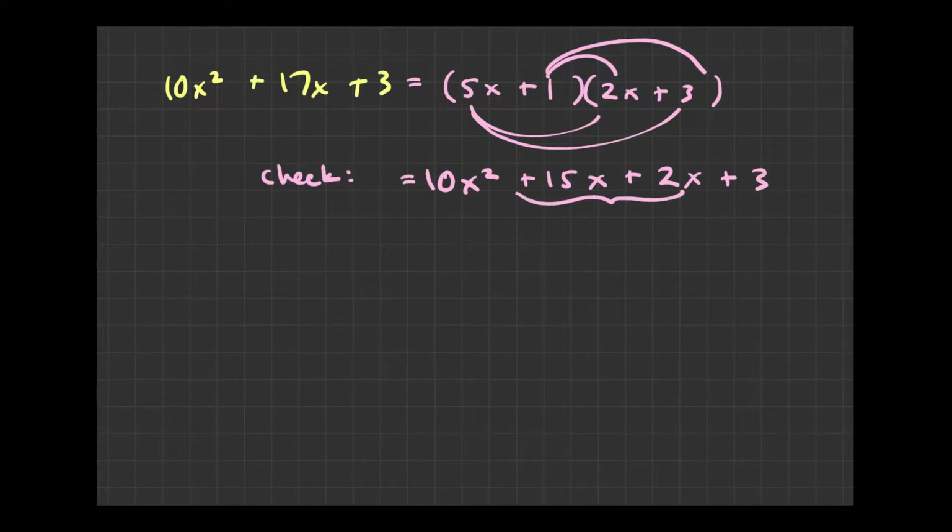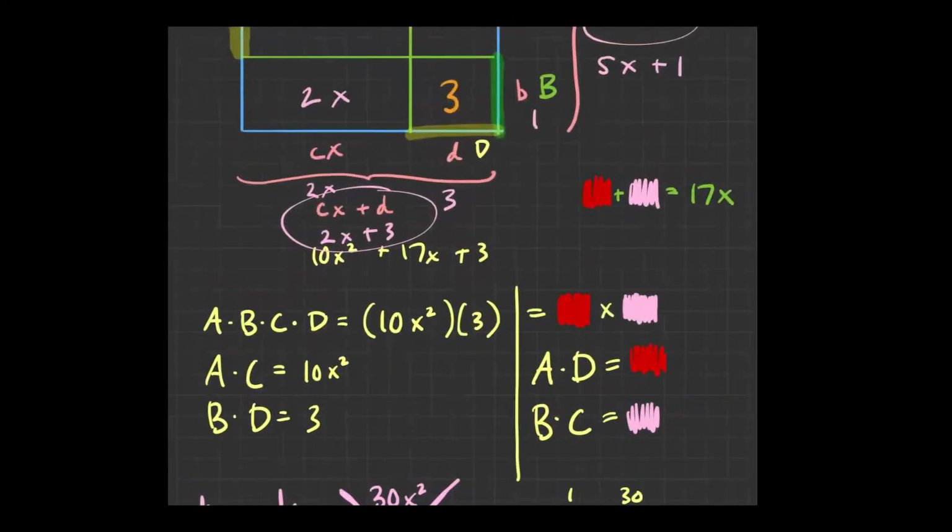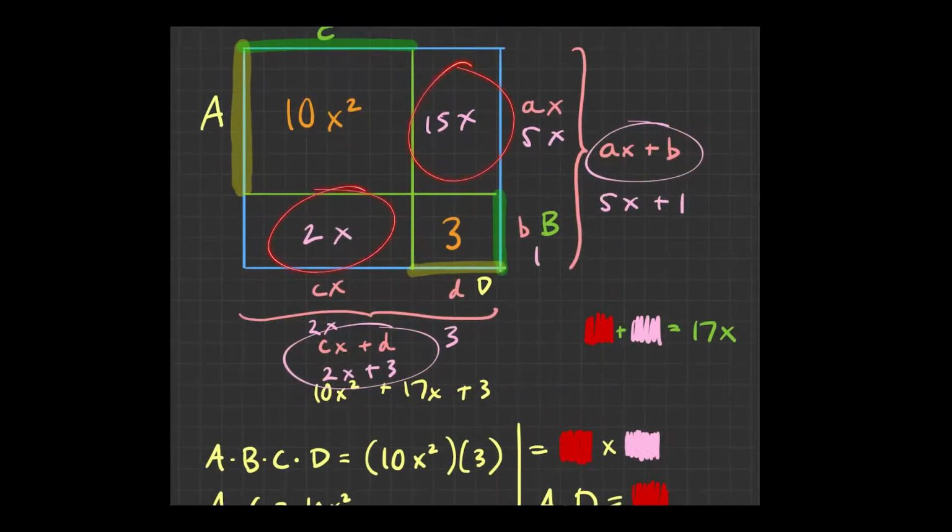Well, these are like terms. So this gives us 10x squared plus 17x plus 3. And there it is. That's what we got. You might recognize some of these numbers, the 15x and the 2x. Those are the numbers that we put here, 15x and 2x.